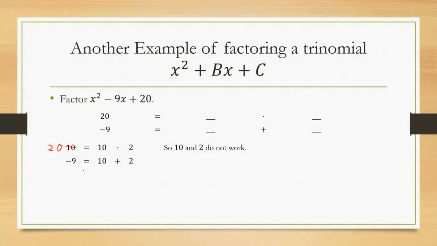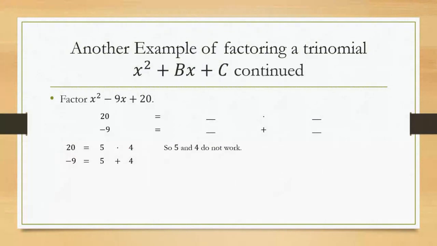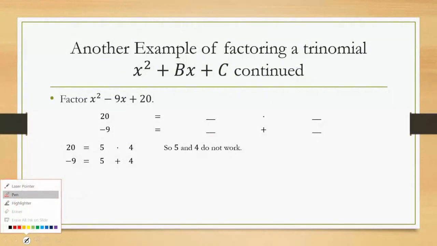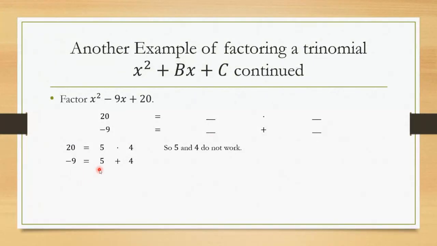Okay. And the sum, of course, is not -9, right? So these two numbers, 10 and 2, don't work. Now, what about 5 and 4? Well, 5 times 4 is 20. Okay, so that's good. But the sum is not -9. 5 and 4 is 9. So because of that, 5 and 4 don't work.